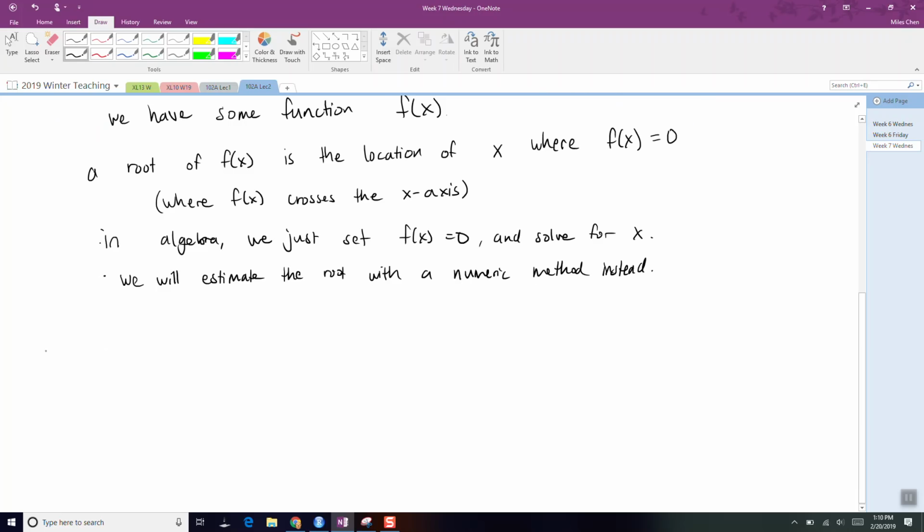So our first root finding method we'll call fixed point iteration.